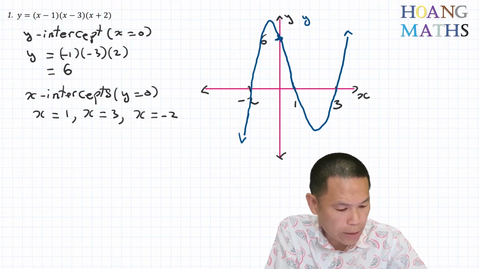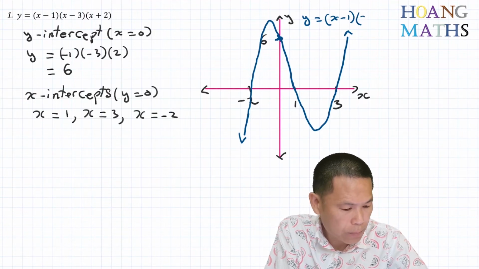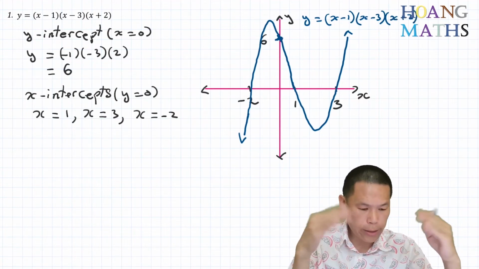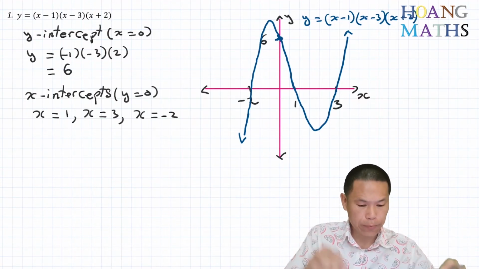So y is equal to x minus 1, x minus 3, x plus 2. This is it. I hope you got it correct.